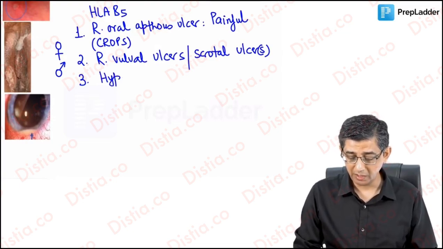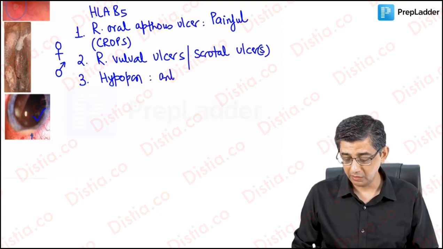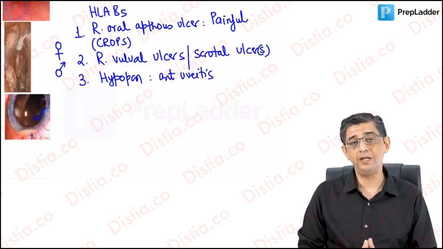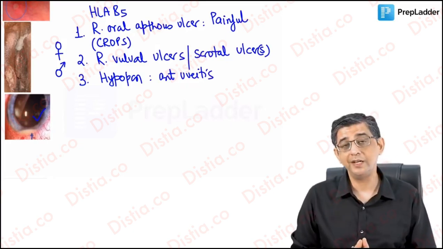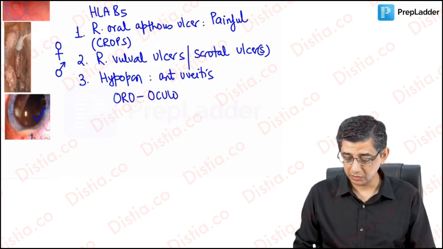That would be pus in the anterior chamber of the eye, as you can see in the image attached also, that is hypopyon. So he will write either pus in the anterior chamber of the eye associated with inflammation, or he will write the word anterior uveitis. So a shortcut that can be used to identify this condition is called oro-oculogenital syndrome.